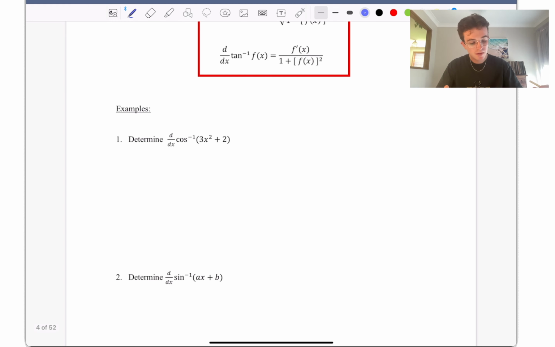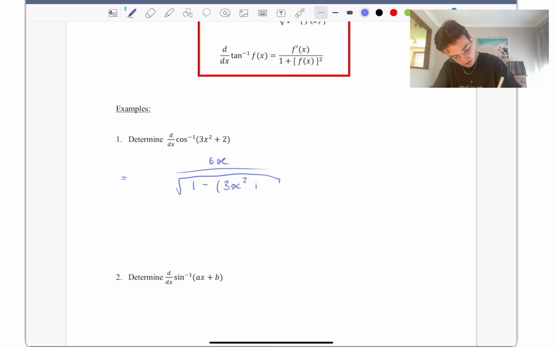So we're going to determine d by dx of cos inverse of 3x squared plus 2. So on the top is going to be the differentiation of 3x squared plus 2, which is 6x, over the square root of 1 minus the thing in the brackets squared, 3x squared plus 2 squared, and because it's cos we need to put a minus out the front, and we're done there. Now there's no real point at the moment in expanding and simplifying this, I'm fine we just leave it like that.